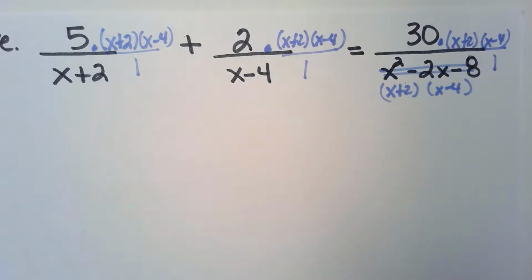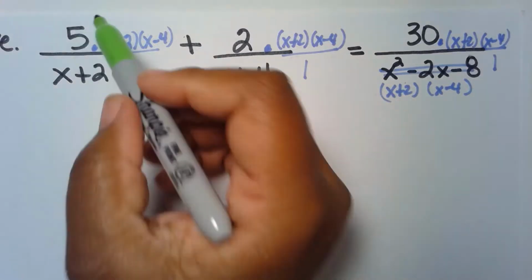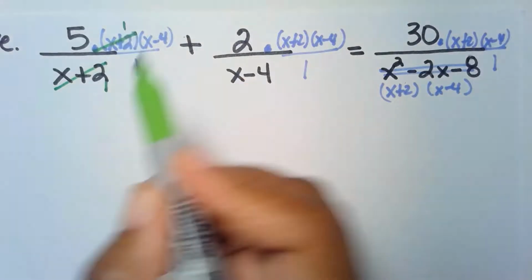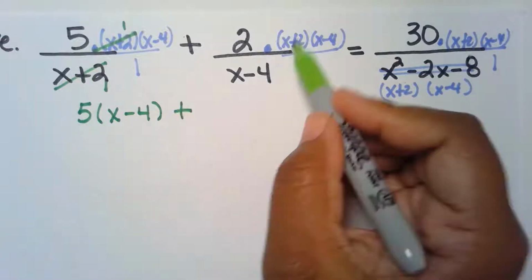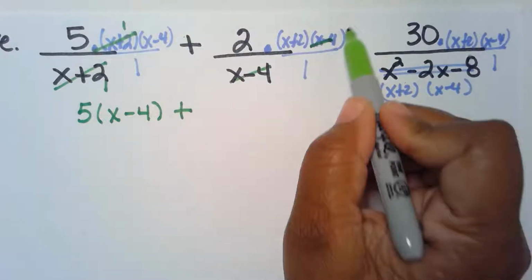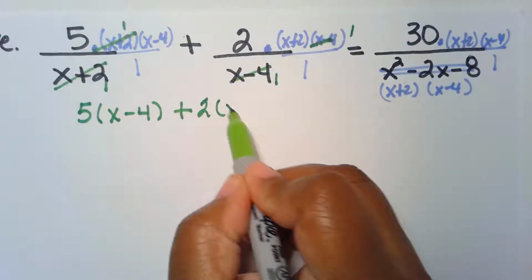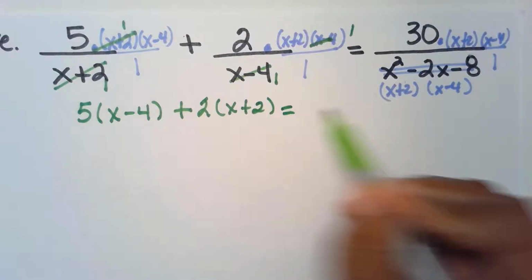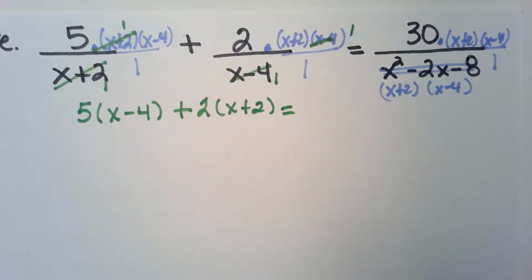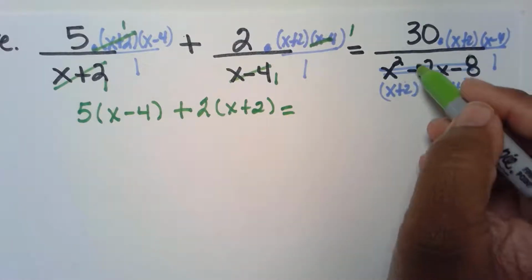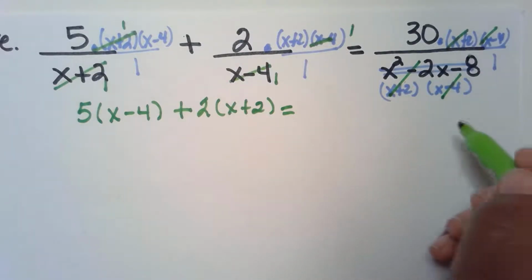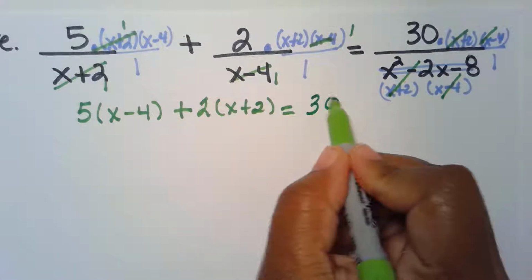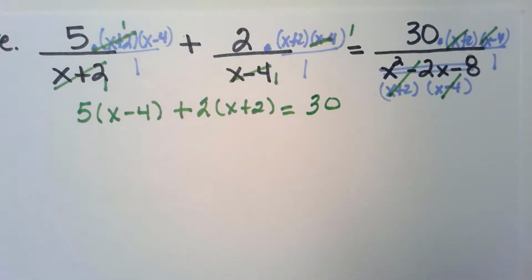So then we're going to cancel, do some reducing. We can cancel out the x plus 2's, and then we are left with 5 times x minus 4 plus the second fraction. We're going to cross out the x minus 4's, and we're left with 2 times x plus 2 equals 2. And on the right hand side, numerator, denominator, those factors, x plus 2, x minus 4, cancel out, but we're left with 30. All right, so let's solve.